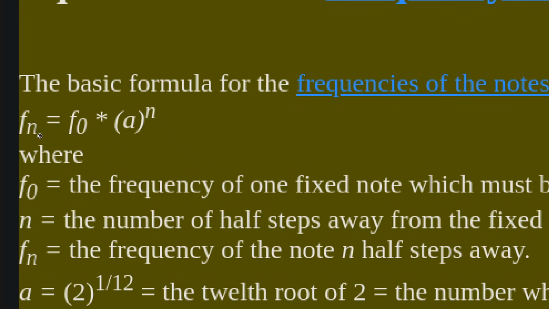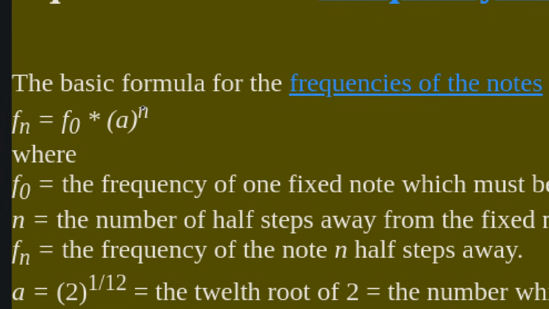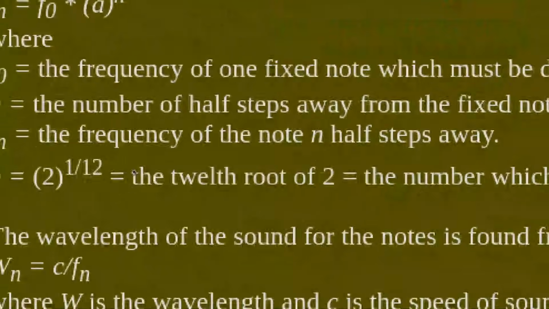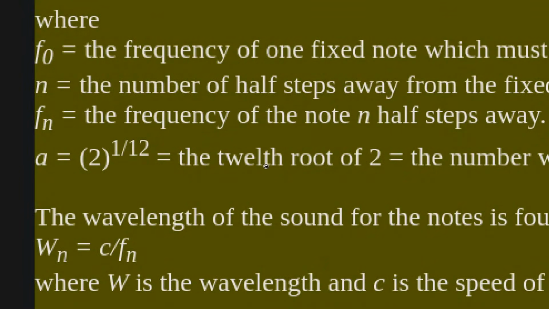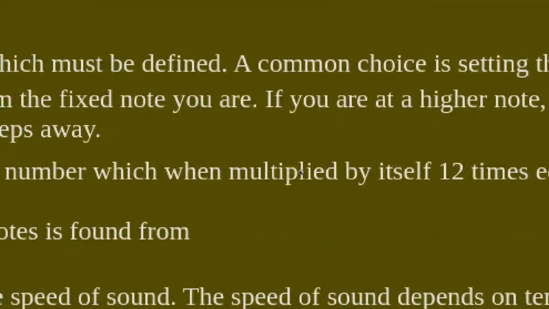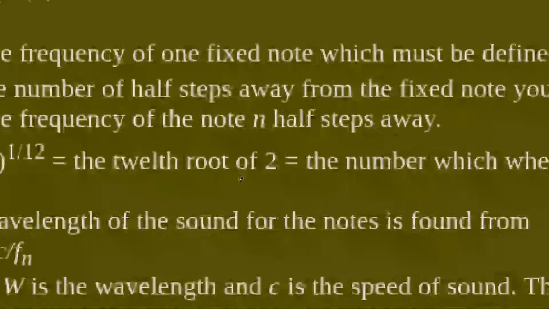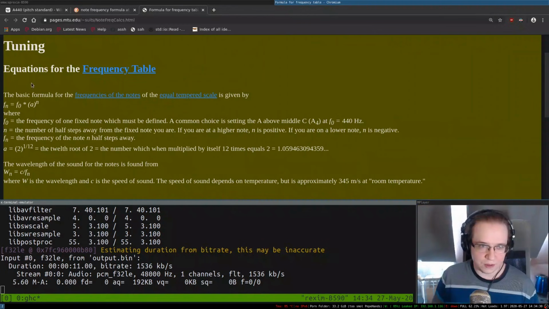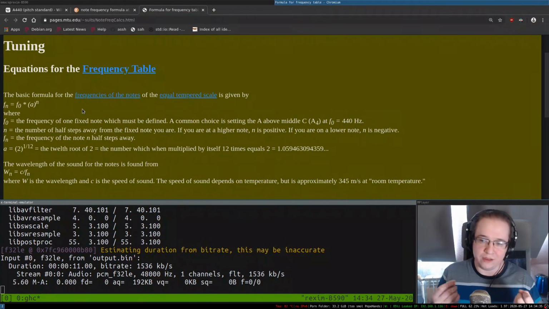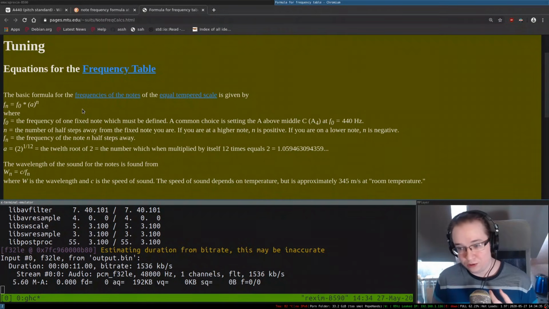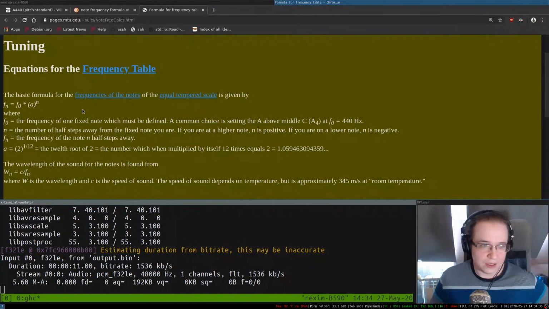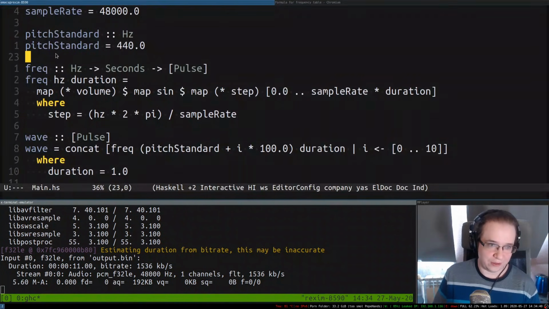So n is the amount of semitones that deviate from the standard pitch. F0 is the standard pitch, and a to the power of n is a special magical number. So a is equal to the 12th root of 2, the number which when multiplied by itself 12 times equals 2. Basically we don't really have to understand this formula to use it. We can just treat it as a black box that we feed the amount of semitones into, and it gives back the frequency. So let's try to implement that formula.